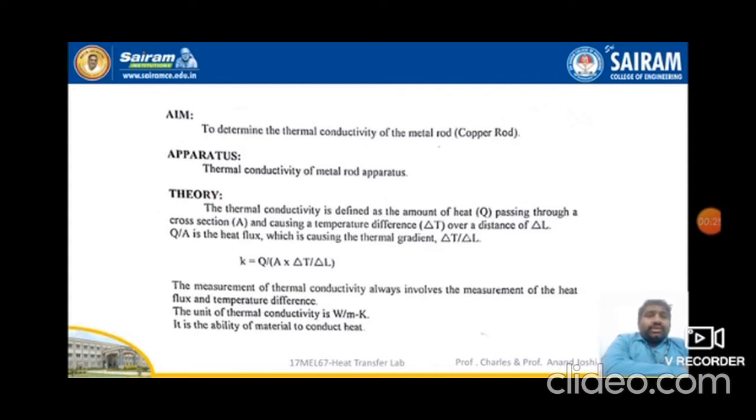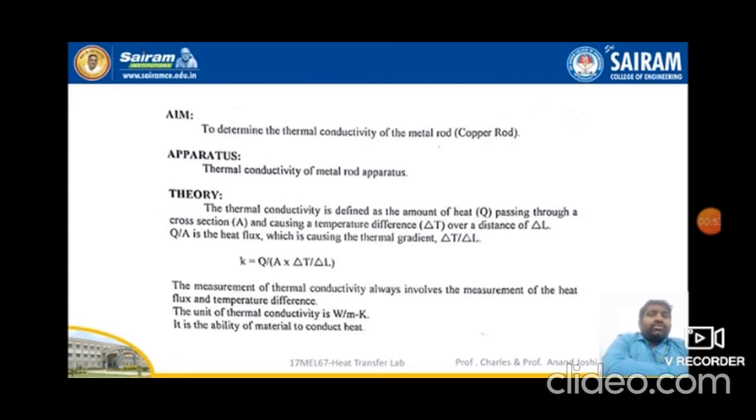The apparatus is the thermal conductivity of metal rod apparatus, and you already know some concepts related to thermal conductivity. Copper is a good conductor of heat, everybody knows. And what is thermal conductivity? Thermal conductivity is nothing but the ability to allow the flow of heat, how much it is able to allow the flow of heat through the element. That is what we are going to find out, that is the K value.